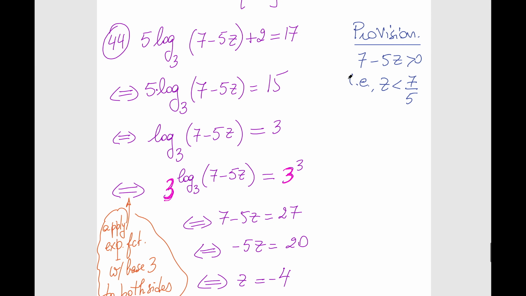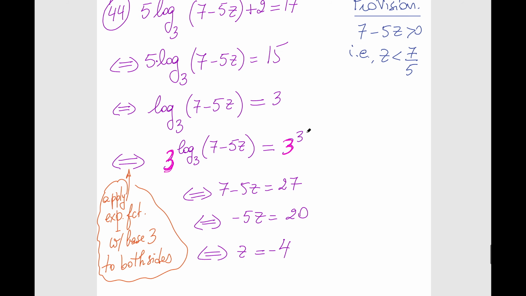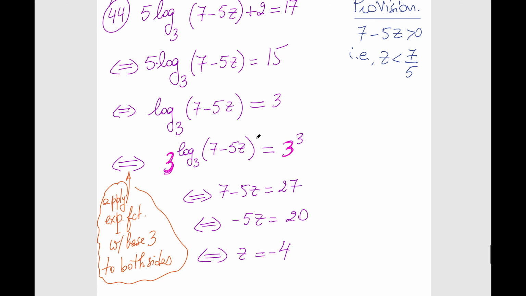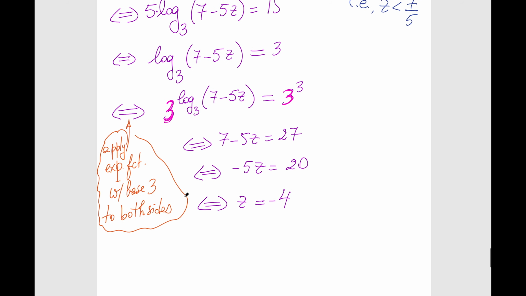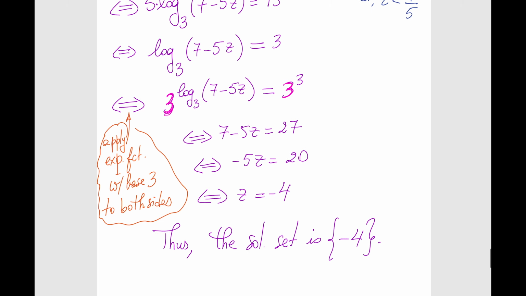Such a z only works if it provides a meaningful equation, and certainly this z is smaller than 7 over 5 because it's negative altogether. As such, I'm going to accept it. I'm going to accept that z. Certainly it's going to work. I don't even need to check. So therefore, the solution set is the singleton negative 4.